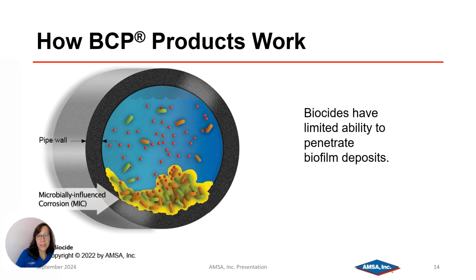In this next set of slides, we're going to use a graphic image that AMSA created to show how AMSA products work in a cooling water system. This is the picture of a cross section of a pipe in a cooling water system. The yellow substance at the bottom of the pipe represents a biofilm deposit. The rods represent biofilm bacteria that are located within the biofilm deposit. And you can see below the yellow EPS sugary substance, it is eating away at the metal below it, and that is representing microbially influenced corrosion.